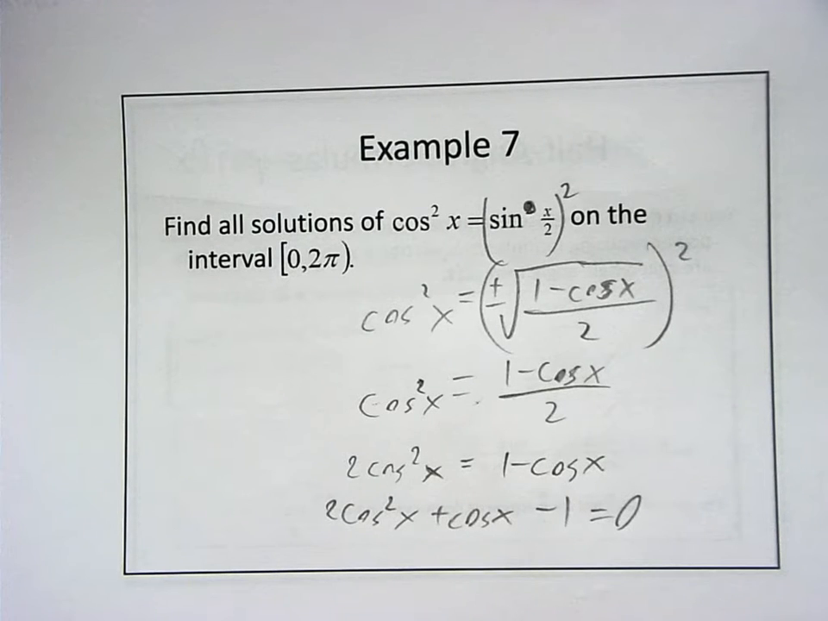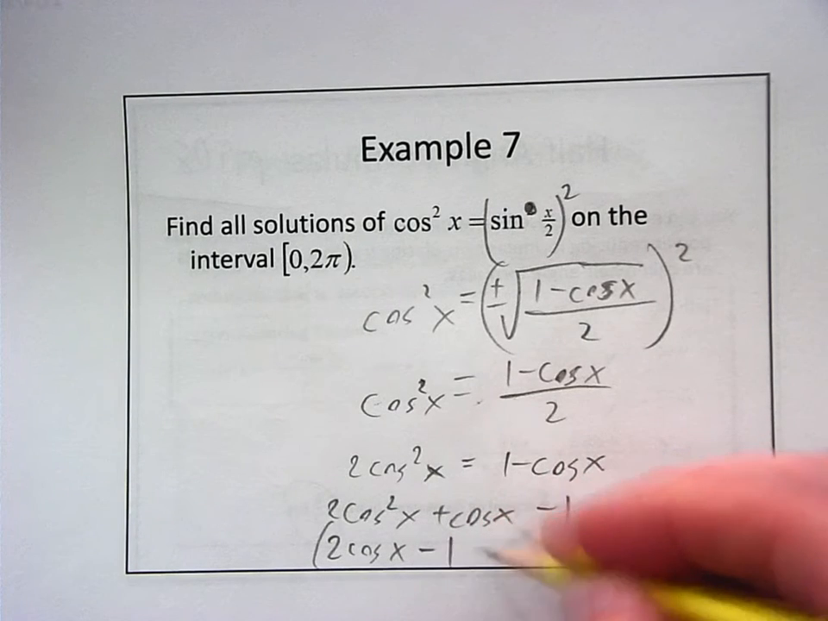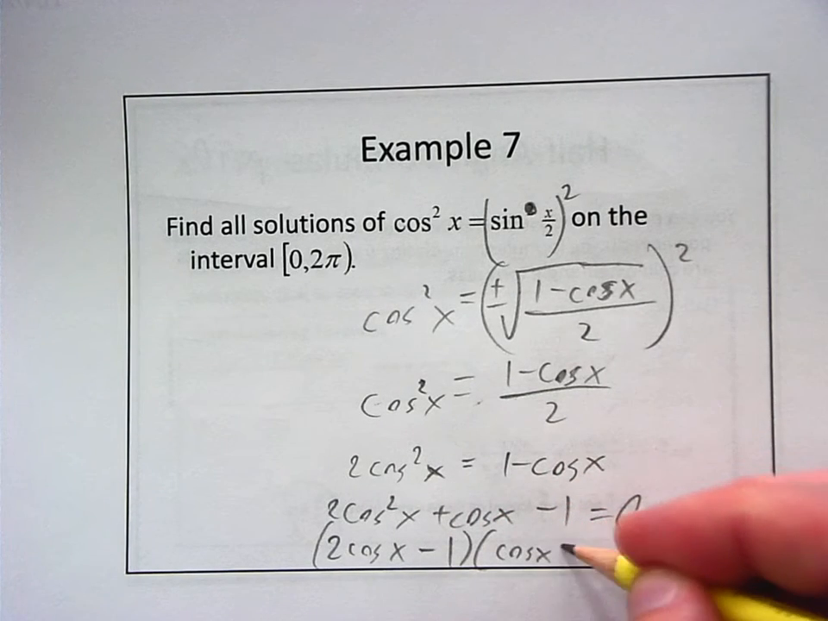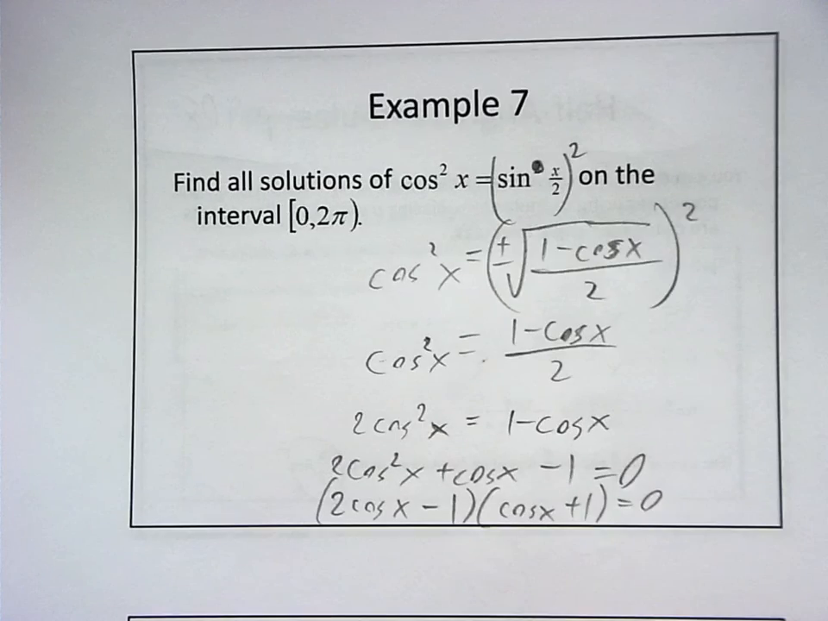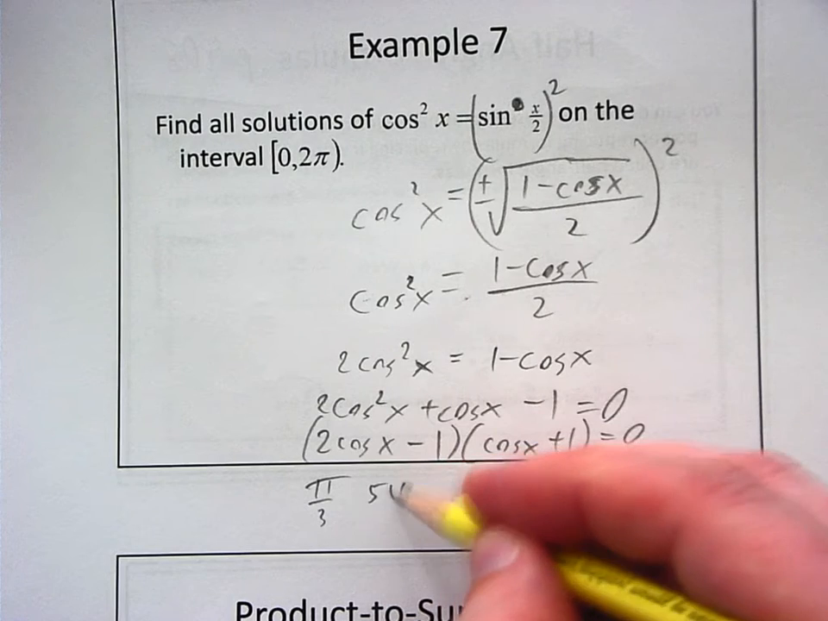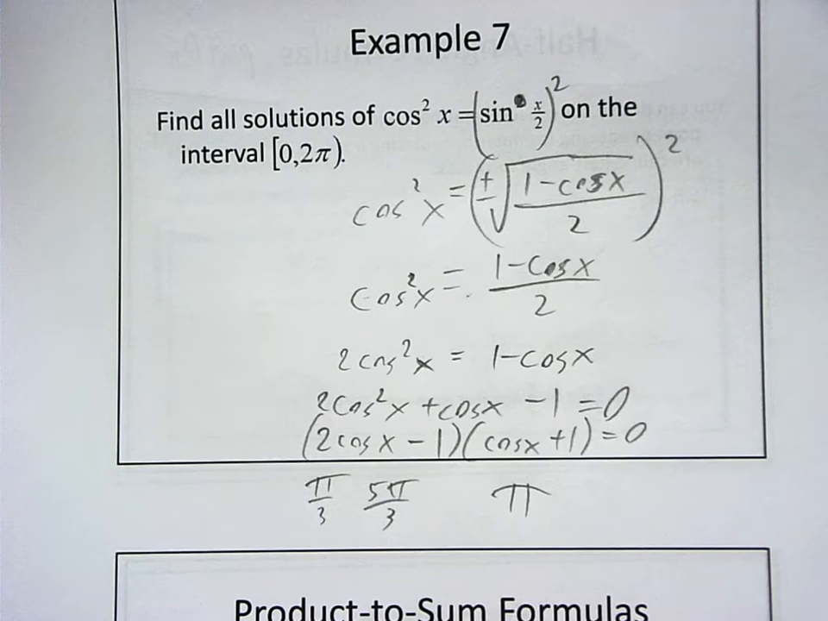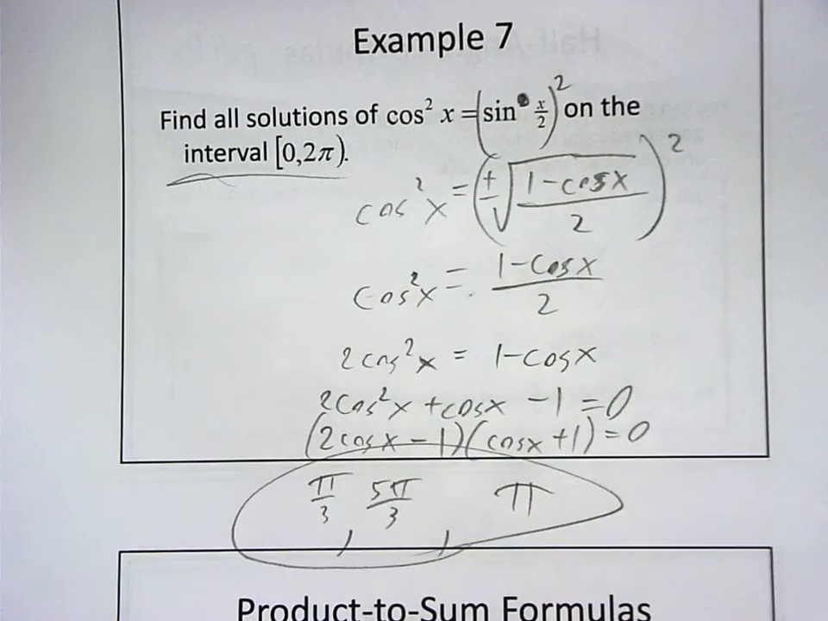Factor it. And actually, this is exactly the same as the first problem we did. You get the exact same thing: 2 cosine x minus 1 times cosine of x plus 1. So when I did that, that gave me pi over 3 and 5 pi over 3 as well as pi. Do I need to add the plus 2 pi in? Nope. Why not? Because it says between. Yeah, this one says on the interval. So these three are my answer.